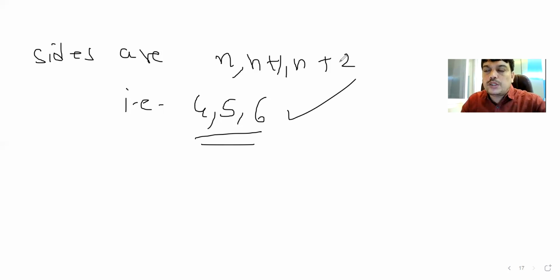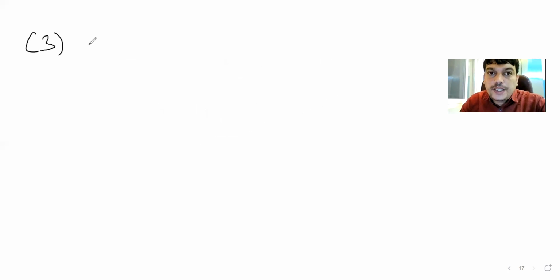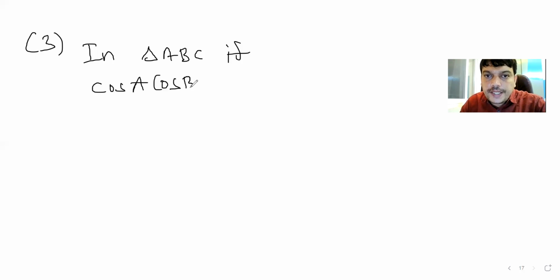నౌ లెట్ us work out one more problem on sine rule, which was also given in IIT JEE 1991. Let us discuss that. Third question on sine rule. In triangle ABC, if cos A cos B plus sin A sin B sin C equal to 1, this is given for us. Sin A sin B sin C equal to 1, this is given to us.